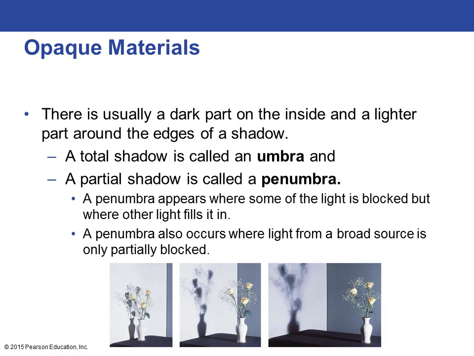There's usually a dark part on the inside of a shadow and a lighter part around the edges of a shadow. If you have a total shadow, it's called an umbra, and a partial shadow is called a penumbra. A penumbra appears where some of the light is blocked, but other light filters in, and then you get that kind of blurry shadow. A penumbra also occurs where the light from a broad source is only partially blocked.